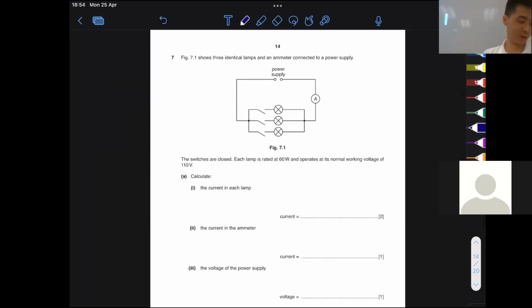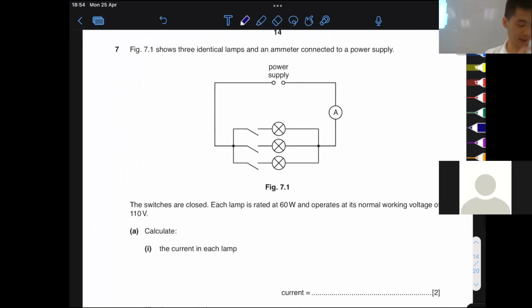Okay, anyways, let's go through this question real quick lah. If you look at this question here, basically it says that each lamp is rated 60 watts. The word rated means it's going to work at 60 watts. That's why it's rated 60 watts. So this is 60 watts, this is 60 watts, this is 60 watts lah. And for normal working, it has to meet 2 conditions: they must both be 60 watts and also 110 volts lah.